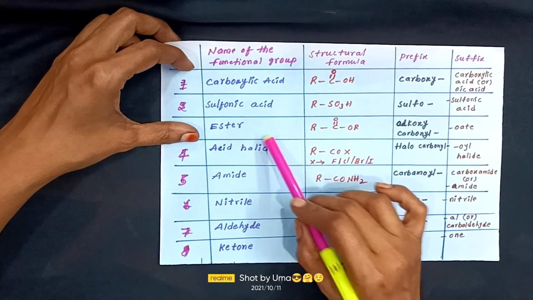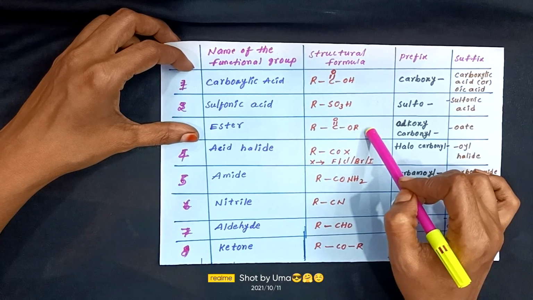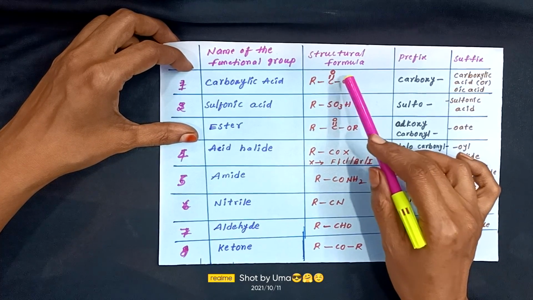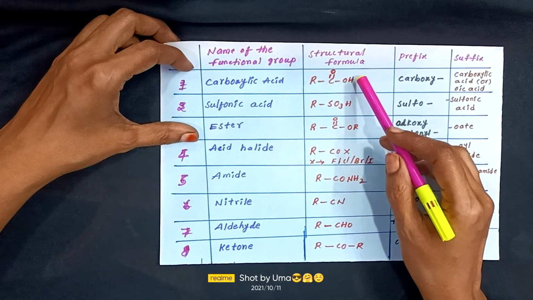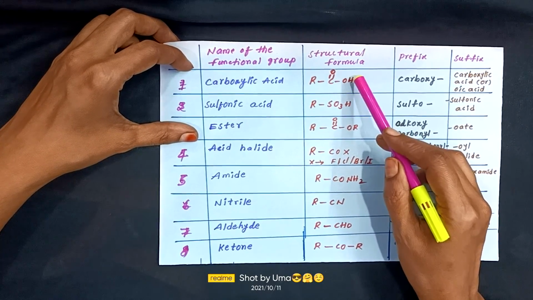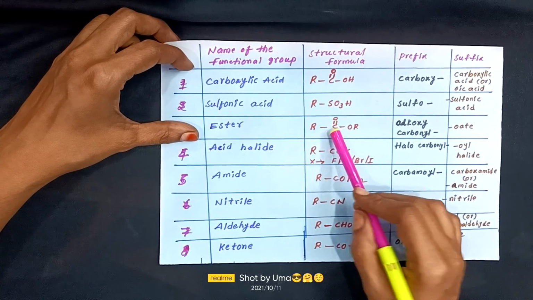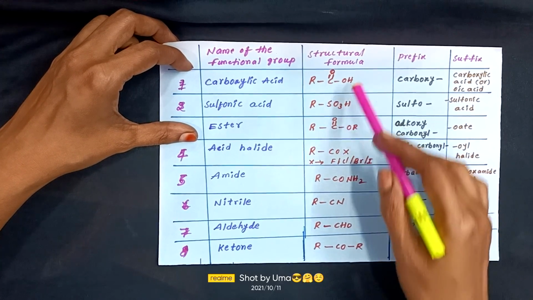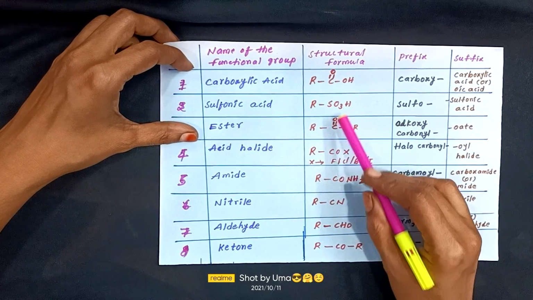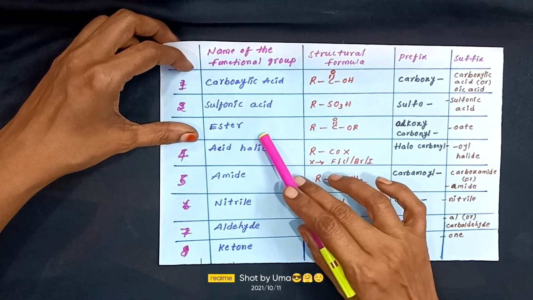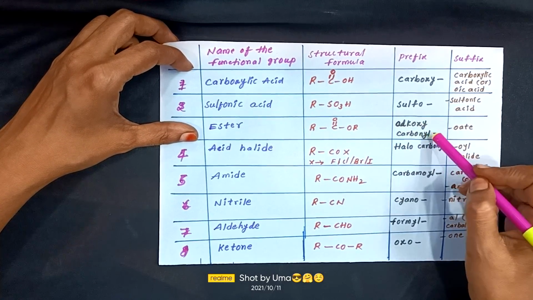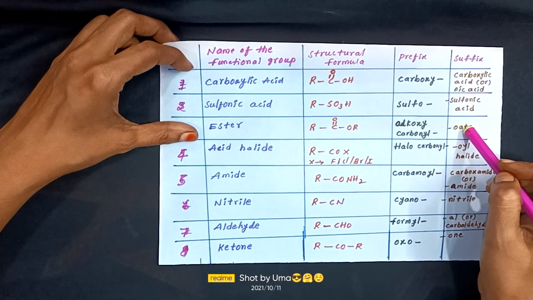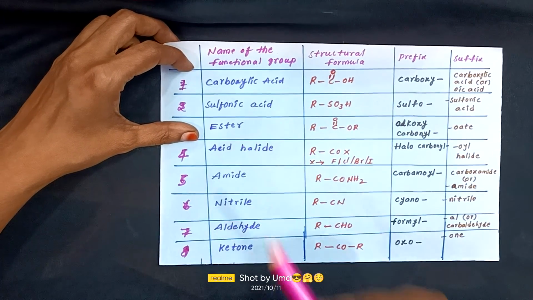And here ester, RCOOR. It is a derivative of carboxylic acid. So one alkyl group replaces the hydrogen, and that's why we will get ester from the acid. It is a derivative of acid. So RCOOR is said to be ester. And what is the prefix of ester, children? Alkoxycarbonyl. And oate is the suffix of ester.